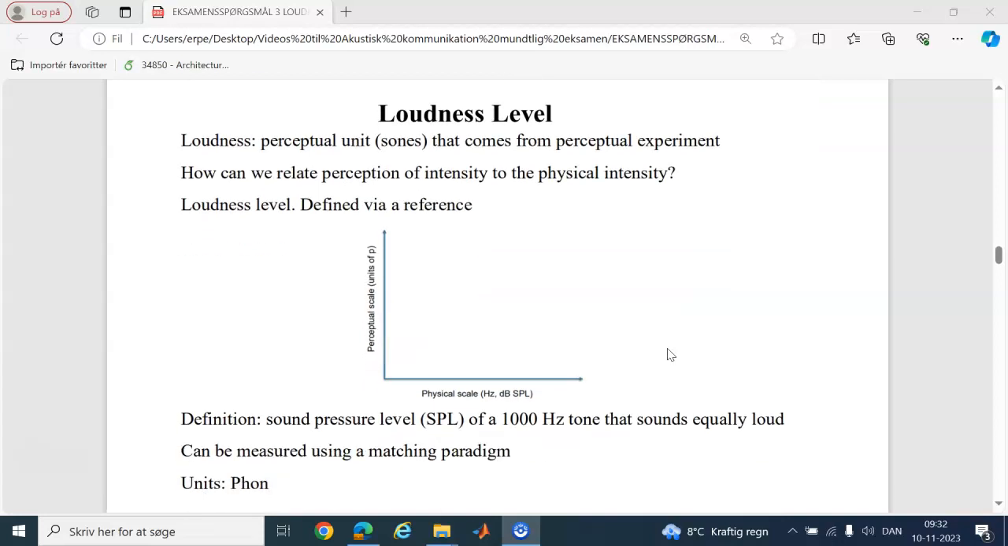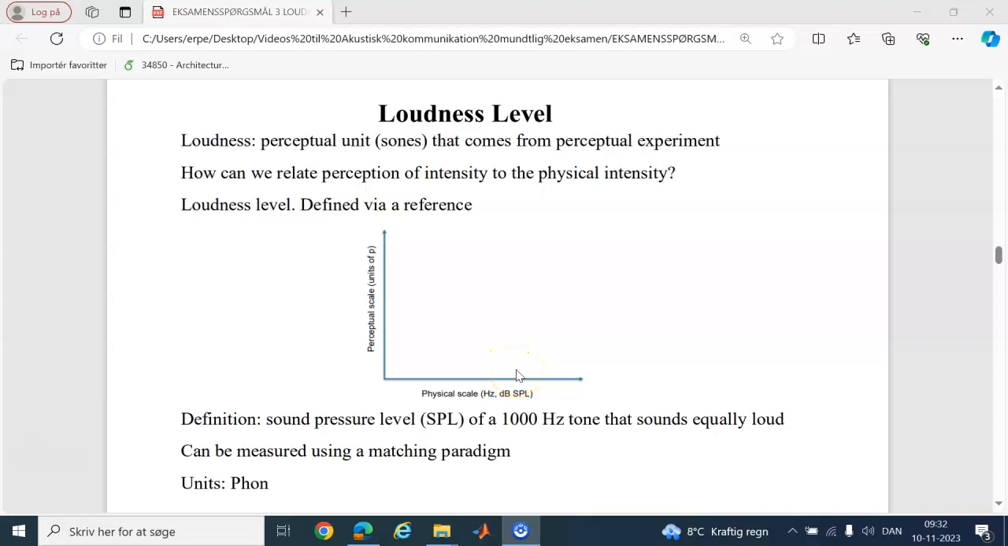Loudness level. Loudness is a perceptual unit in phons that comes from perceptual experiments. How can we relate perception of intensity to the physical intensity, perception versus physical? So the first axis is the physical scale in hertz or dB SPL, and the second axis is the perceptual scale.